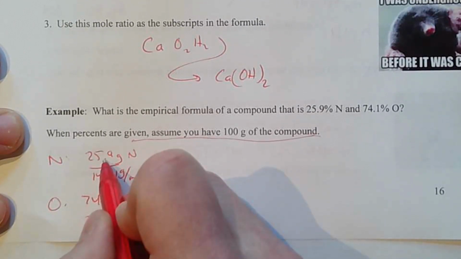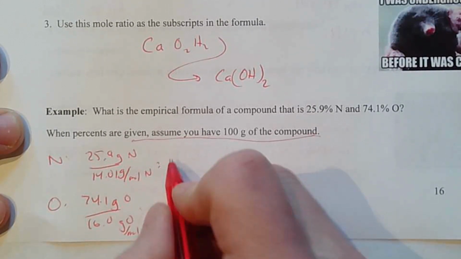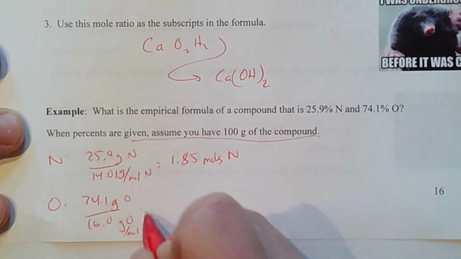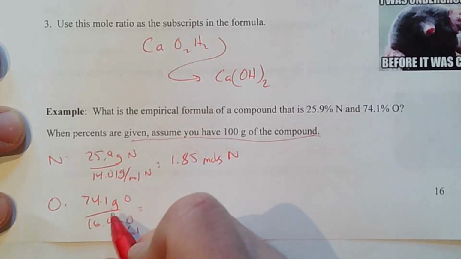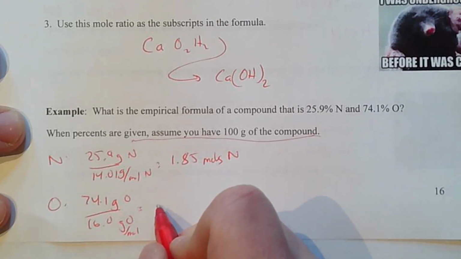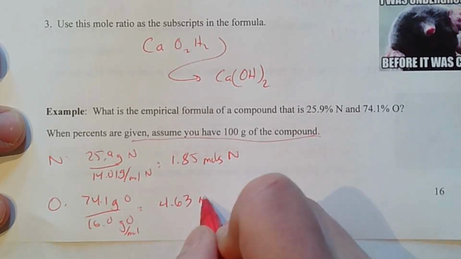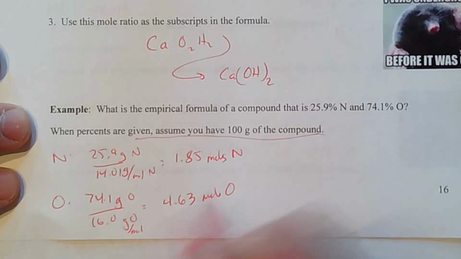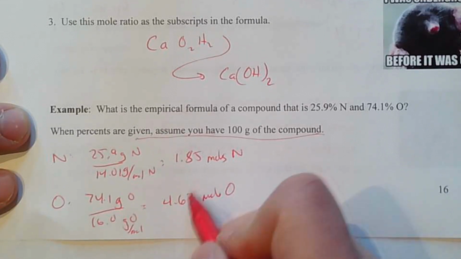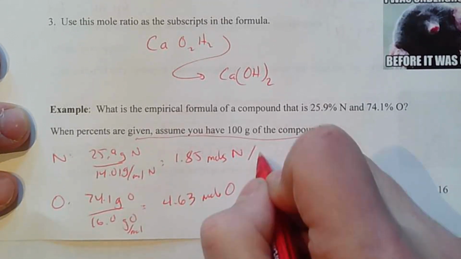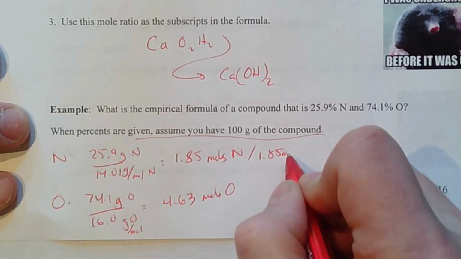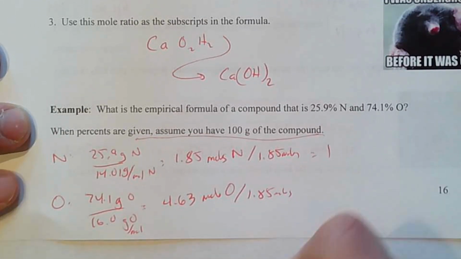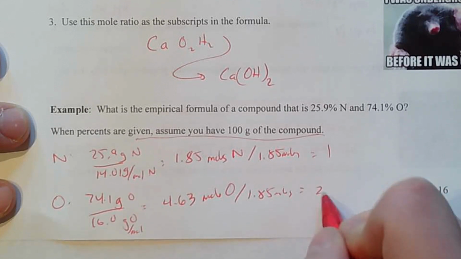So 25.9 grams divided by 14.01 gives you 1.85 moles of nitrogen present. And the oxygen, 74.1 divided by 16 is 4.63 moles of oxygen. Now again, we've got to divide both of these by the smallest, which is this. Divide this by the same thing. That becomes a 1. This becomes a 2.5.